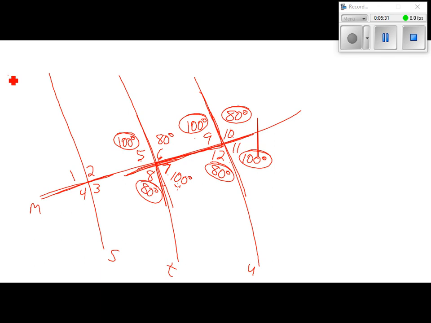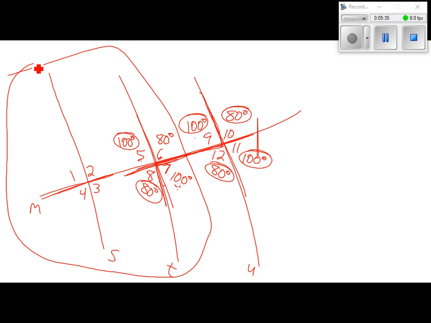Now if I jump over here and just use this part of the picture, I know that angle 8 and angle 2 are alternate interior angles, so they have to be the same, so that's 80 degrees. Angle 5 and angle 3 are alternate interior, so they have to be the same, so that's 100 degrees. Angle 3 and angle 4 are linear pairs, so they have to add up to 180. They have to be supplementary, so that's 80.